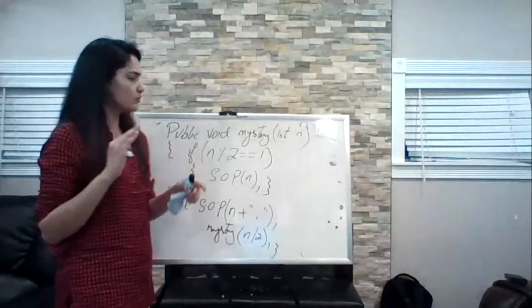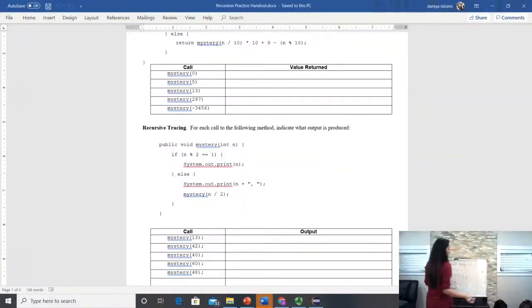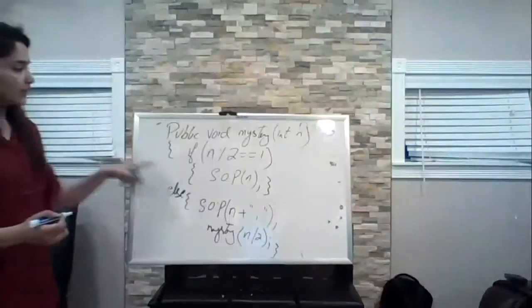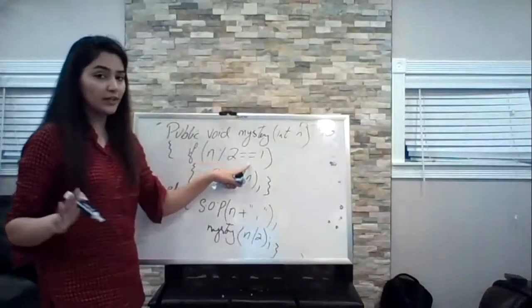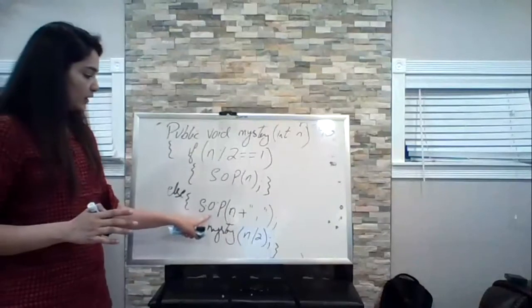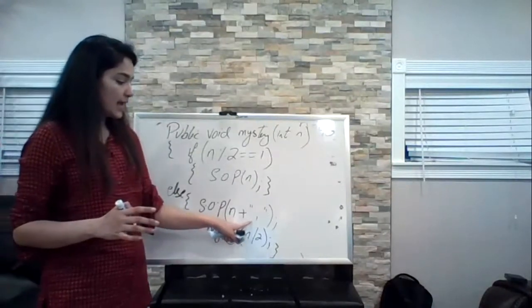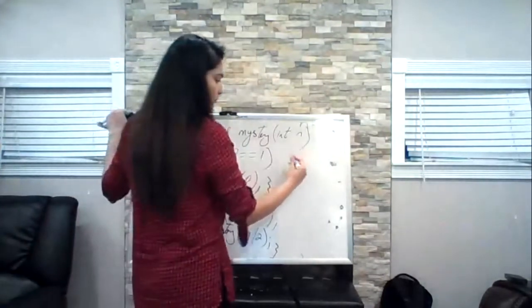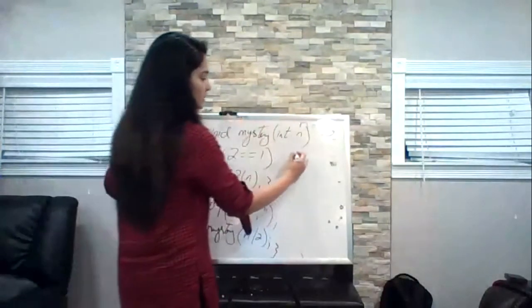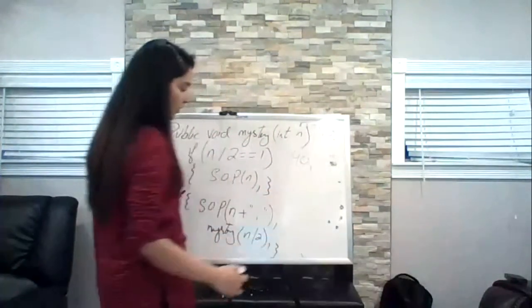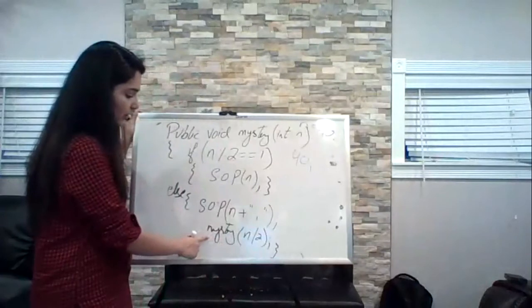I'm just moving on to number 3. Look, when n is 40, what we are doing is n mod 2 equals 1. No, so you go in else where you have System.out.print n and comma. I'm writing my output with a blue marker over here. So you will print n, 40, with a comma, and then you have a mystery call.